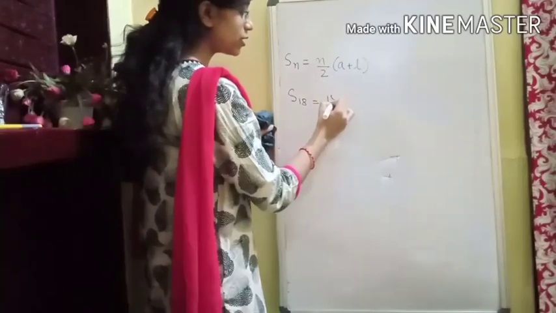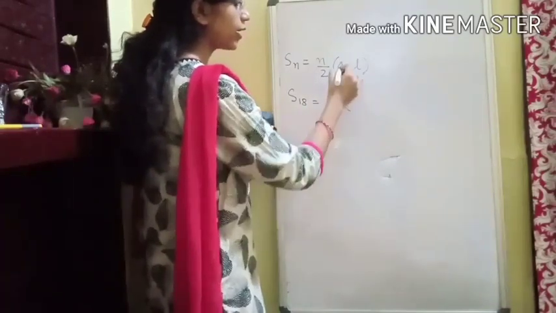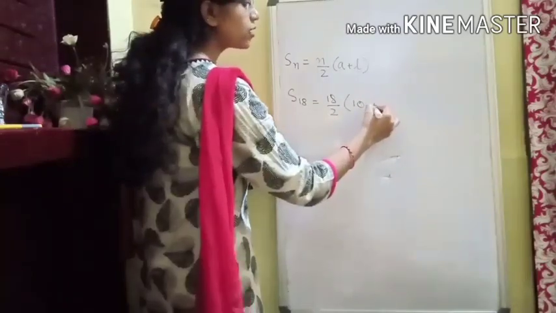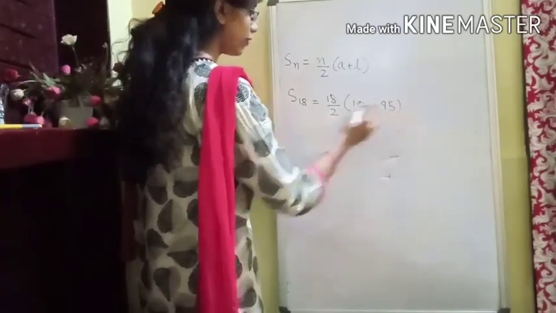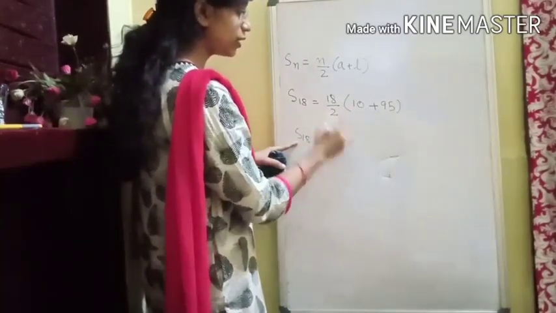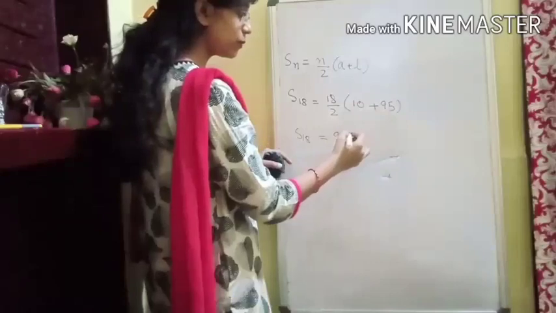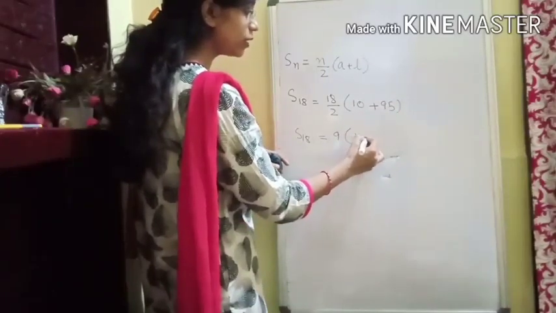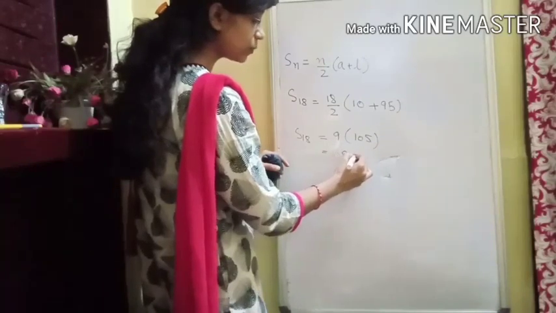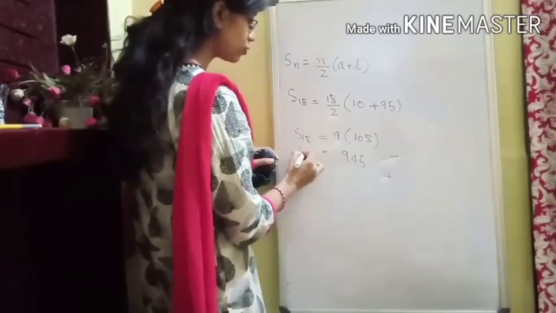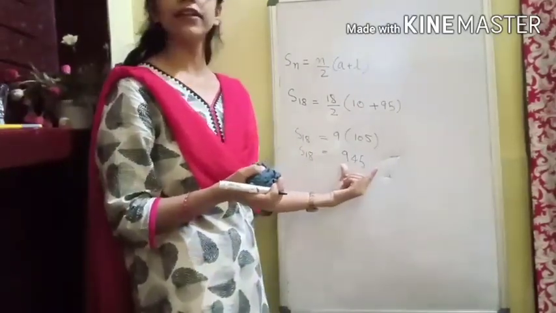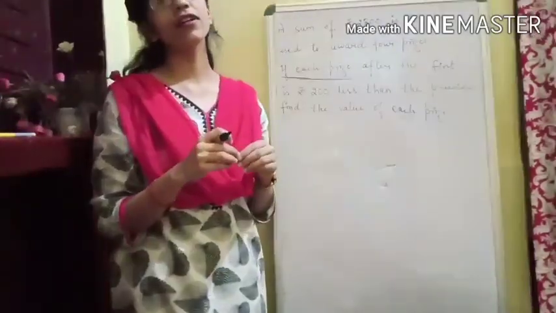Now n is 18 over 2. A is the first term, it was 10. And the last term we have written is 95. So S18, the sum of 18 terms, would be 18 by 2, which is 9, times 10 plus 95, which is 105. Now when you multiply, it would be 945. So the sum of 18 terms is coming 945.